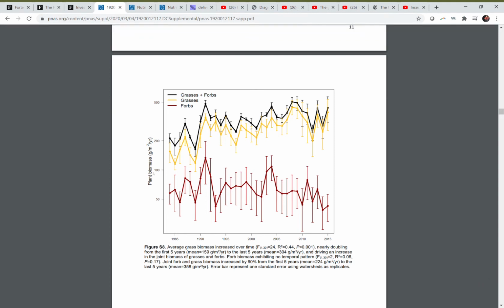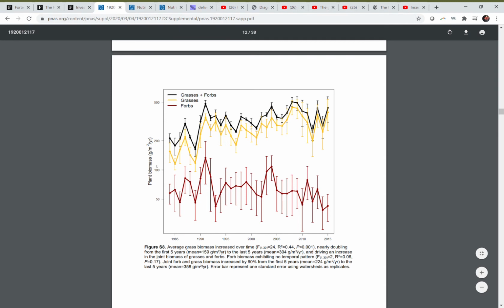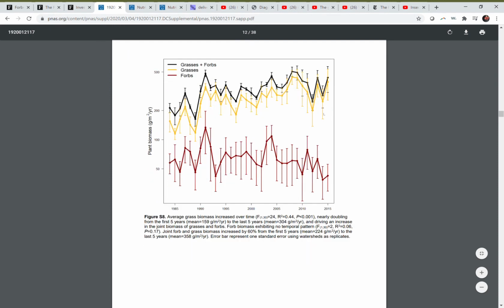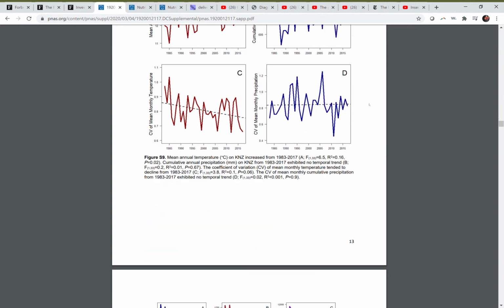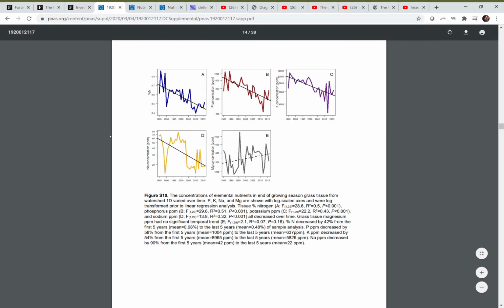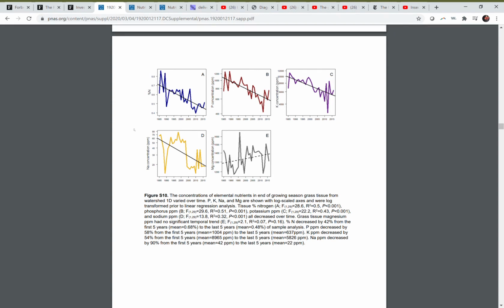As you can see, plant biomass increased. If you look at the scale, you start out with about 150 to 200 grams per square meter per year of grasses, and that increased over time, approximately doubling to around 300 grams per square meter per year. So grass biomass doubled over 20 years. There are some other good graphs. Here's the other thing that is really important. These graphs show concentrations of elemental nutrients in the end of the growing season grass tissue from this watershed over time.